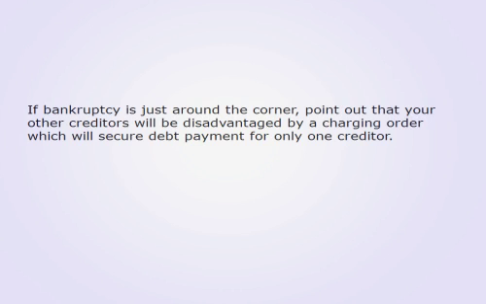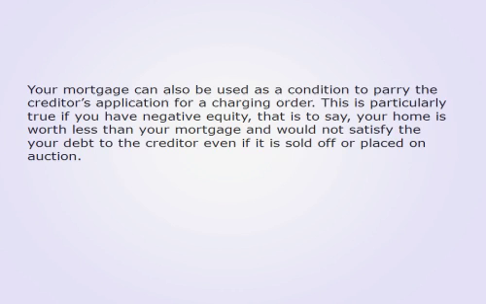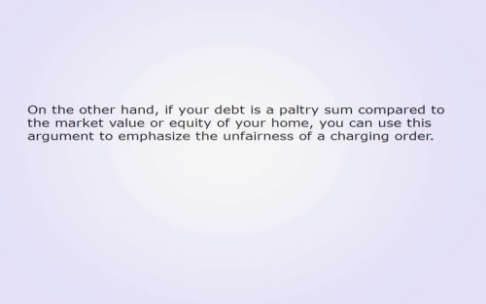Your mortgage can also be used as a condition to parry the creditor's application for a charging order. This is particularly true if you have negative equity, that is to say, your home is worth less than your mortgage and would not satisfy your debt to the creditor even if it is sold off or placed on auction. On the other hand, if your debt is a paltry sum compared to the market value or equity of your home, you can use this argument to emphasize the unfairness of a charging order.